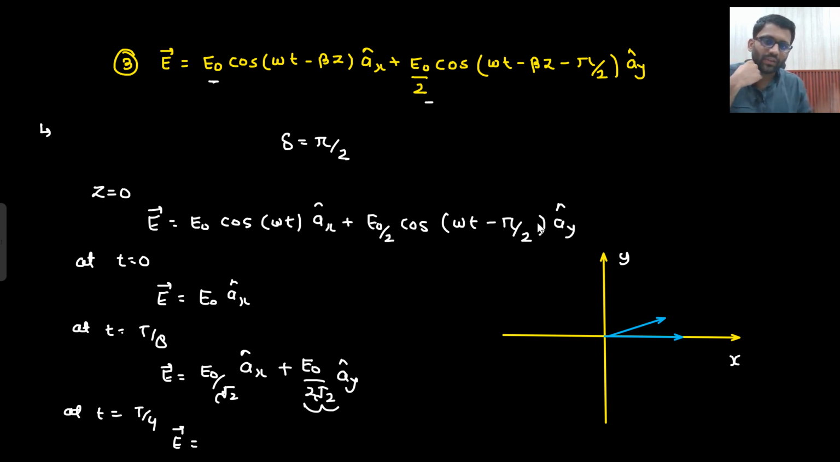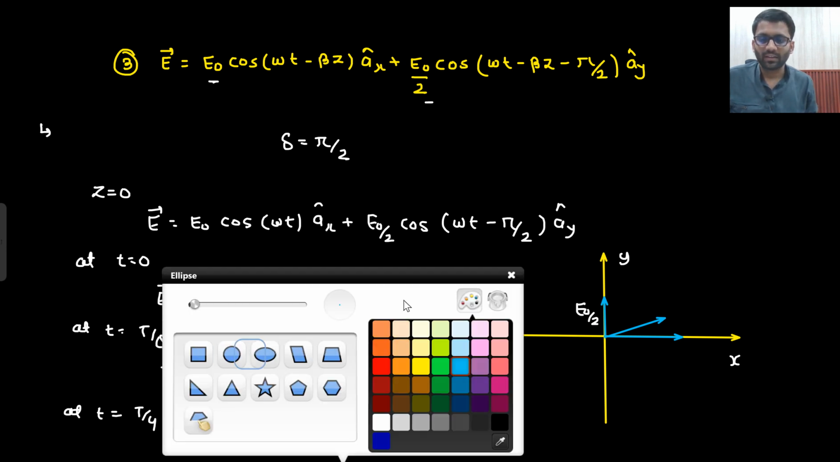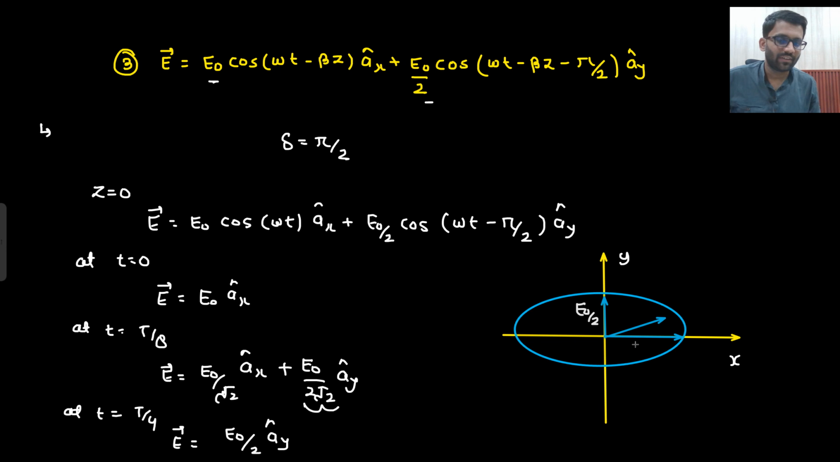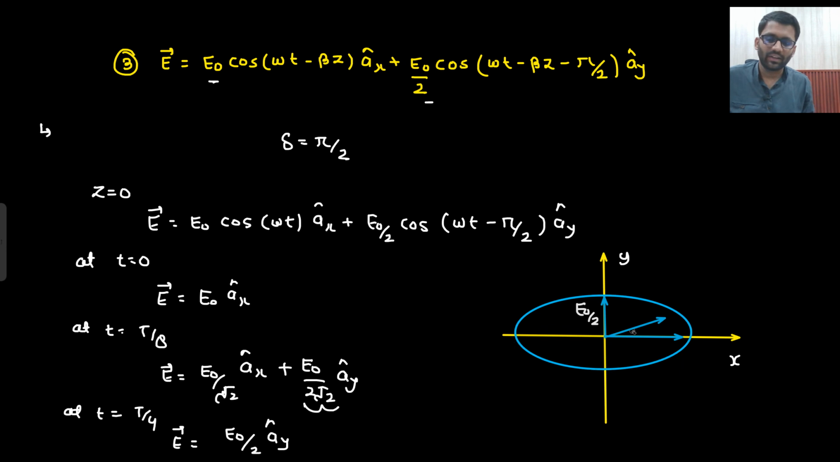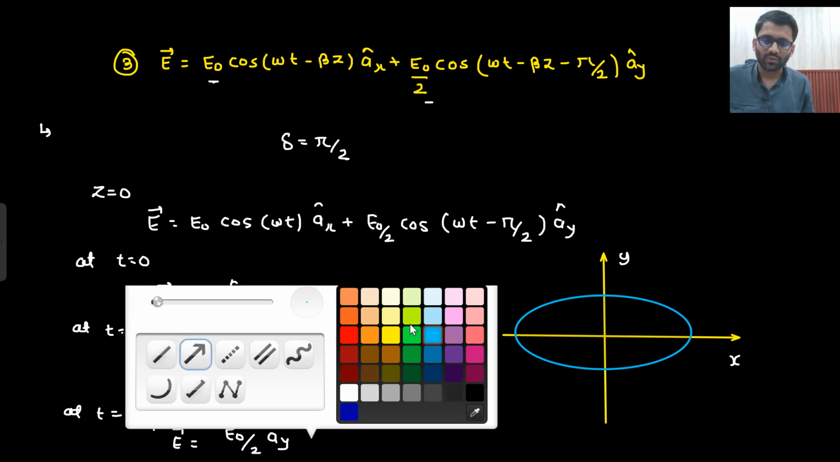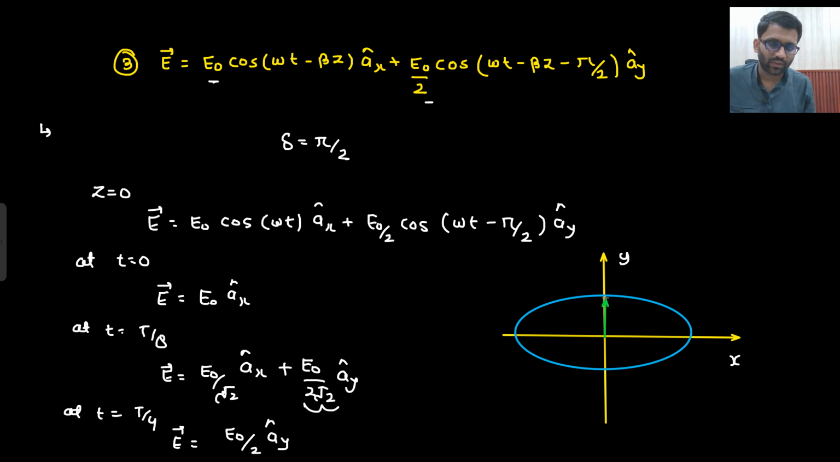At pi by 2 this would be 0, and at pi by 2 this would be 1. So E naught by 2 ay cap. Here you have E naught in x, but in y direction you have E naught by 2. That's why it is an ellipse, and an ellipse which is tilted towards the x axis. It is an ellipse, something like this. I will show you the resultants we were getting. So this kind of ellipse we will get.